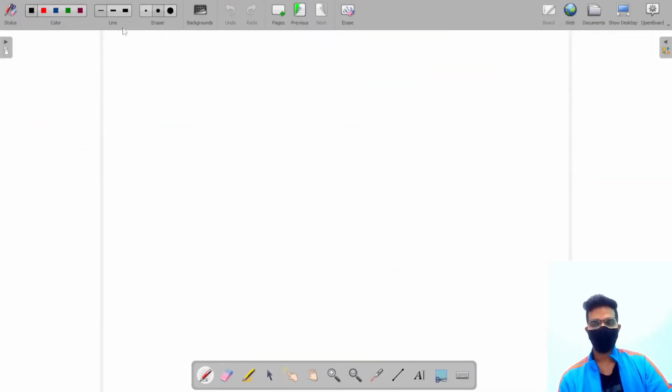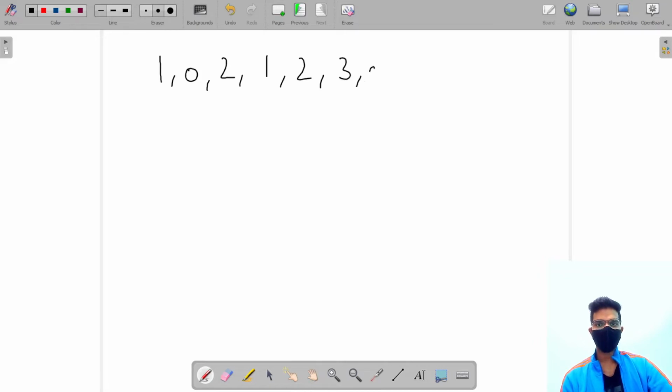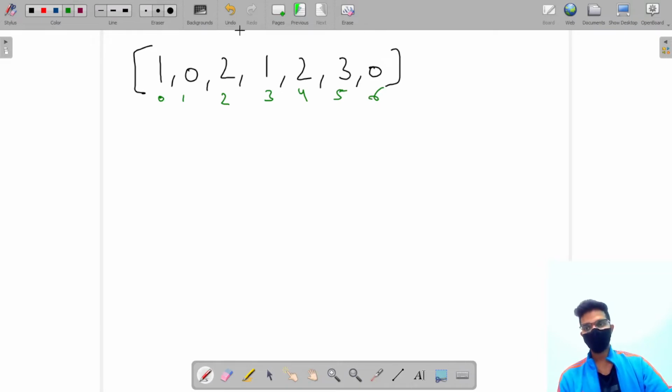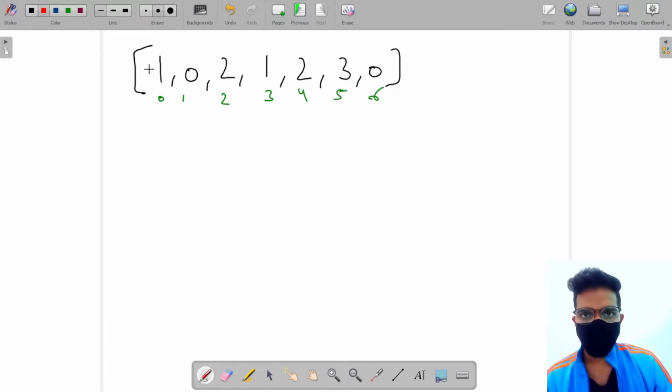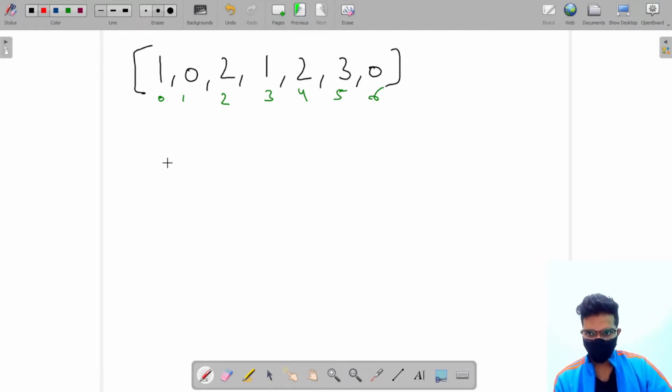So what we are given is an array. Let's simply create an array: 1, 0, 2, 1, 2, 3, 0. Let's say this is the array that is given to us. Let me also define the indexes 0, 1, 2, 3, 4, 5, 6. Perfect. Now, what do these array elements represent? They represent the answer from a rabbit. So what this rabbit tells us is that one more rabbit of the same color as our rabbit exists.